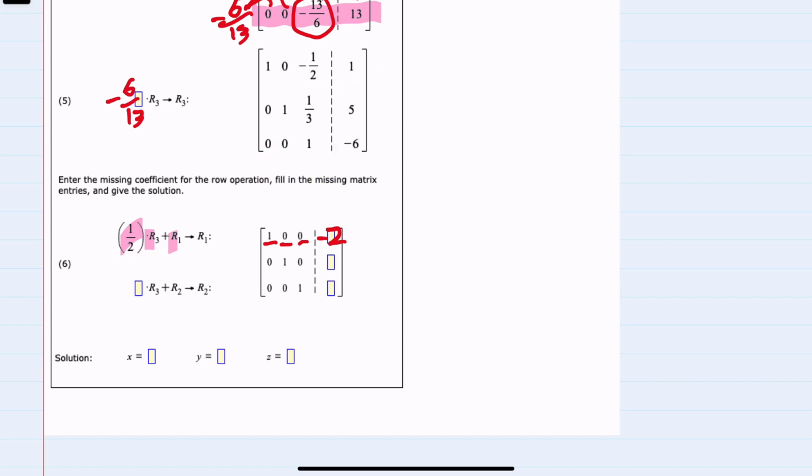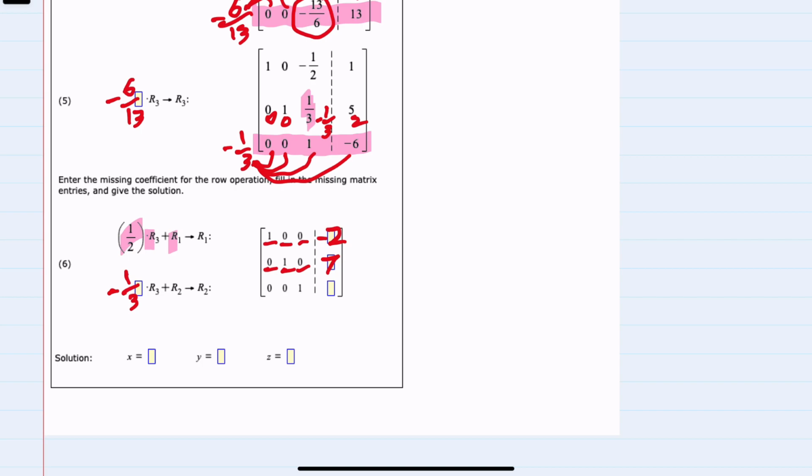And the next question is, what would we multiply row 3 by to add to row 2? Here we are trying to cancel out this 1/3. So I would multiply by a -1/3. -1/3 times 0 is 0, plus 0 is 0. -1/3 times 0 is 0 plus 1, which is 1. -1/3 times 1 is -1/3, plus a +1/3 gives us that 0. And -1/3 times a -6 is a +2, plus 5 is 7.